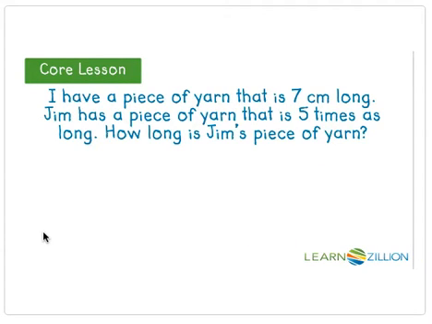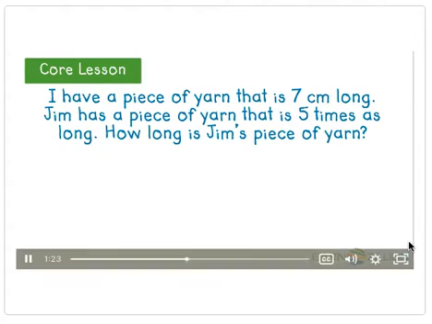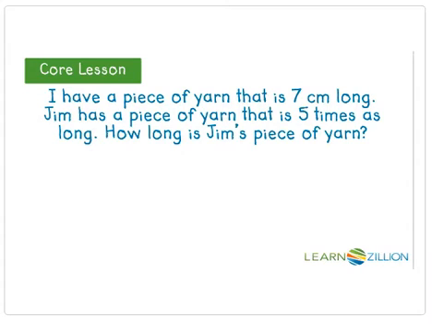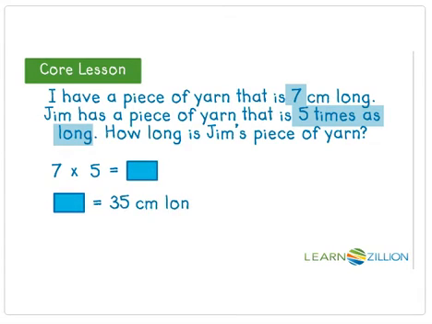Okay, let's go back to that problem. I have a piece of yarn that is 7 centimeters long. Jim has a piece of yarn that is 5 times as long. How long is Jim's piece of yarn? So I'm going to take my 7 centimeters, but it's 5 times as long, which means I have 5 groups. Jim has 5 groups more than I do. So I multiply that times 5, and I would get my answer, which would be 35 centimeters long. I could also represent that using a letter. 7 times 5 equals A, and A equals 35 centimeters long.